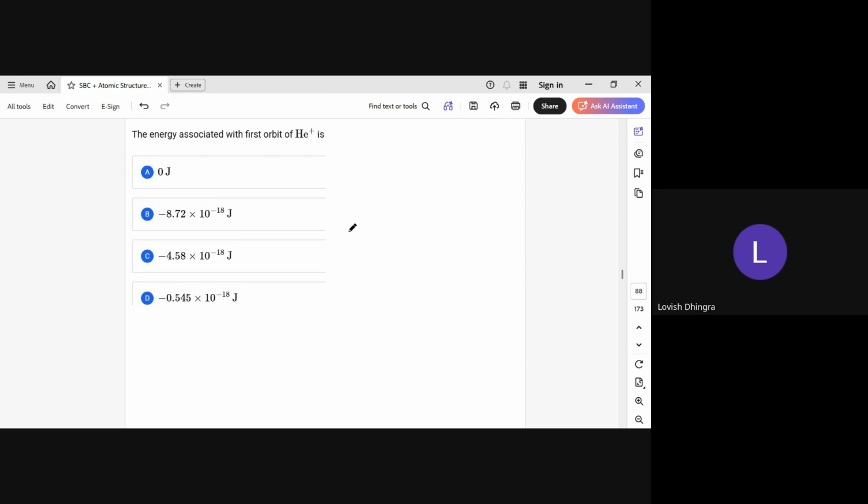Energy associated with the first orbit of helium plus. You can check the units; units are given in joules. We know the formula for that. If you have to find the energy in a particular orbit, it is equal to minus 2.18 into 10 to the power minus 18 into Z square upon n square, and this value is in joules.